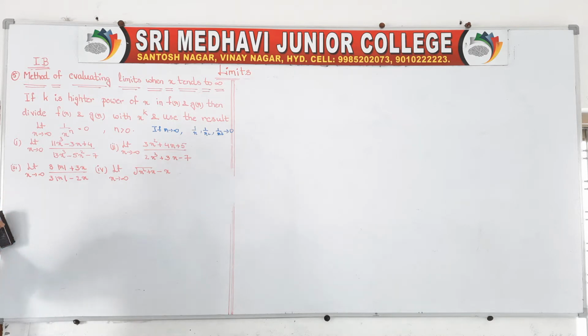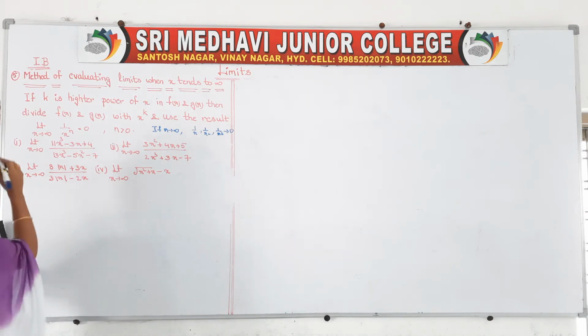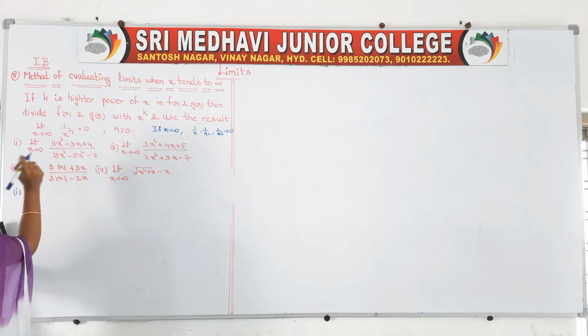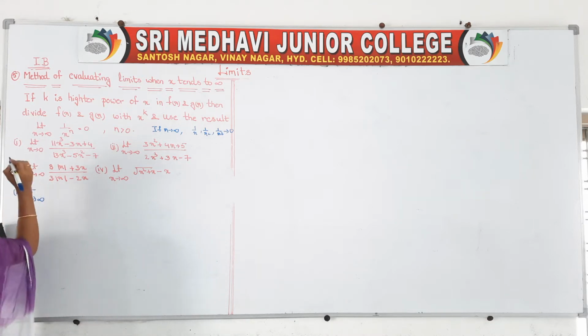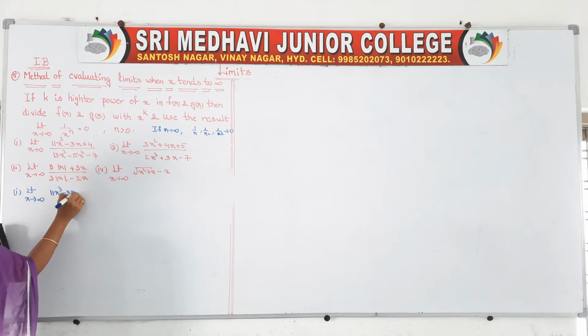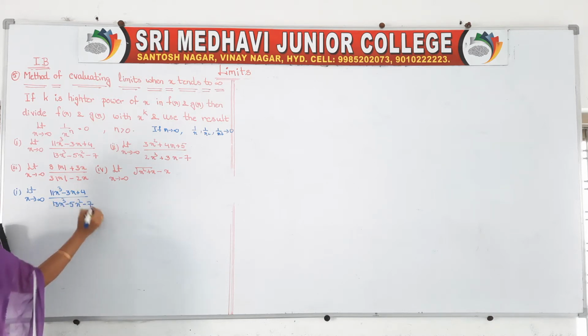By taking one example, I will explain to you. Come to the first question. What is the first question? Limit x tends to infinity, right? It is not 0, right? Infinity of (11x cube minus 3x plus 4) by (13x cube minus 5x square minus 7).